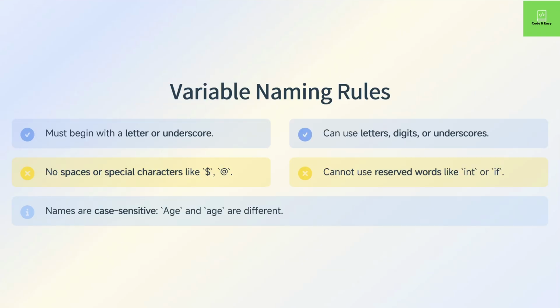When naming variables, follow these simple rules. Must begin with a letter or underscore. Can contain letters, digits, or underscores. No spaces or special characters like dollar sign or at the rate can be used. Cannot use reserved words like int or if. Names are case sensitive. Age starting with a capital A and age starting with a small a are different.